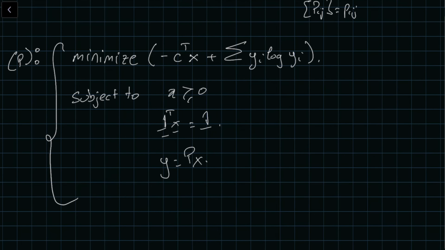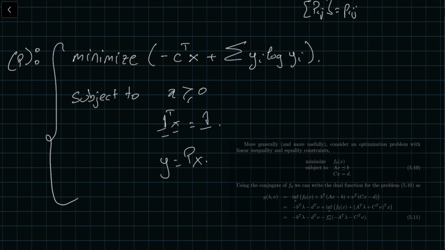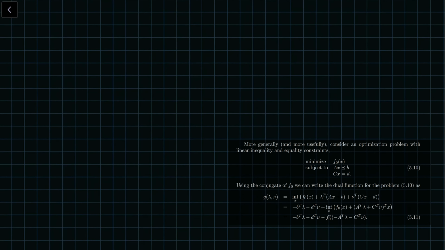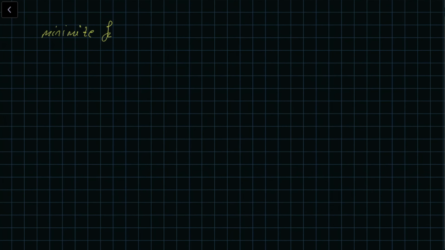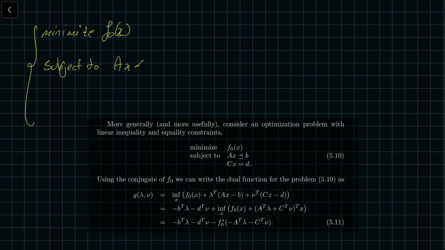Before I go ahead and write the Lagrangian dual function, I want to show you a section in Boyd and Vandenberghe's convex optimization book where we actually have an expression. Let's say I have the following classical convex optimization problem, okay? I'm minimizing f0 of x, right? Subject to Ax less than b and Cx equal to d.